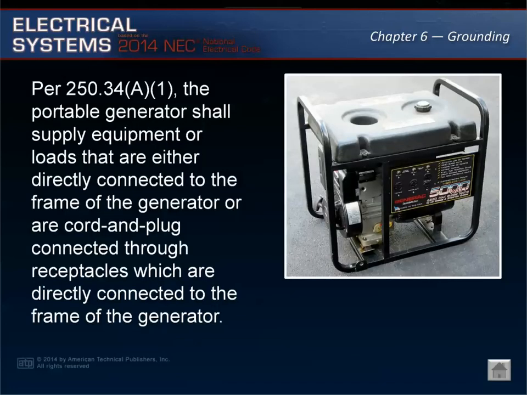The frame of a portable generator is not required to be connected to the grounding electrode system. The frame is permitted to serve as a grounding electrode if two conditions are met. Per Article 250.34(A)(1), the portable generator shall supply equipment or loads that are either directly connected to the frame of the generator or are cord and plug connected through receptacles which are directly connected to the frame of the generator.